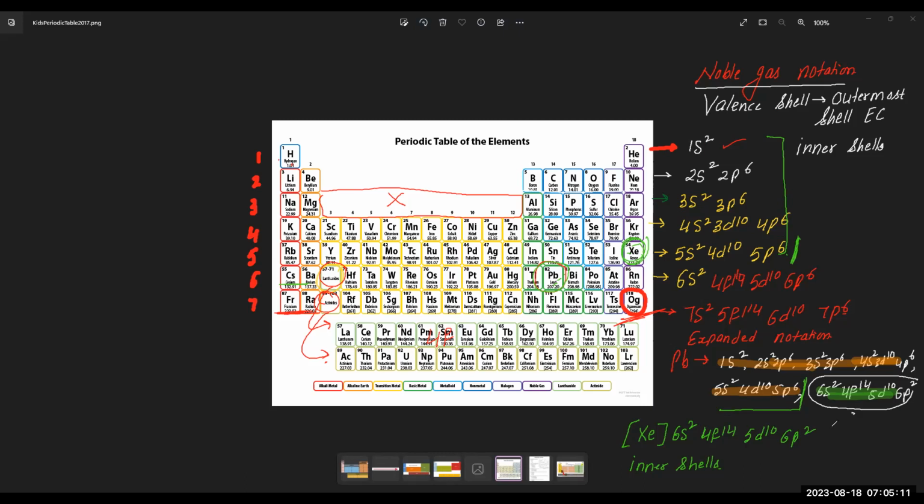And this is the one. In this, we have 6s, 4f, 5d. So which one is the outermost shell? The one with the highest principal quantum number. So what is the highest principal quantum number here? 6. So some children and the books, it's perfectly all right. It is the right way of writing. You put xenon, you write 4f14 first, then 5d10, and then 6s2, 6p2. This is your valence shell, outermost shell, valence shell.